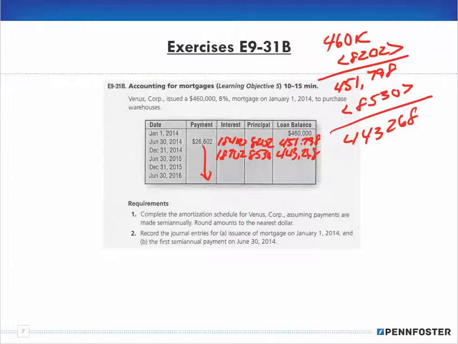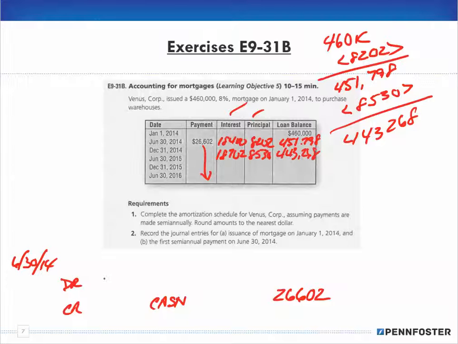Okay, and now we have to do the first semi-annual payment from June 30th, 2014. So when we're making a payment, we're affecting cash. Our cash is decreasing, so I'm going to credit cash for $26,602. Now, out of that cash, we're paying interest and we're paying principal, right? So the principal amount, debits have to equal credits.